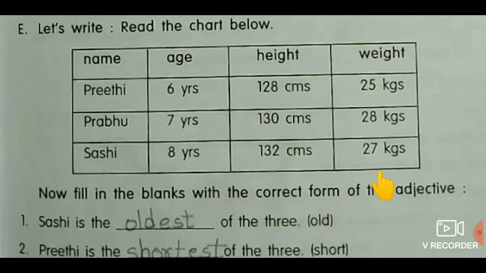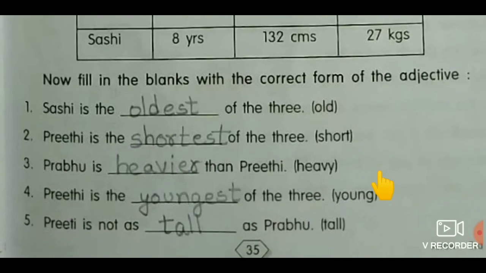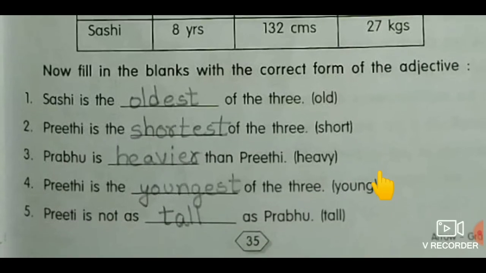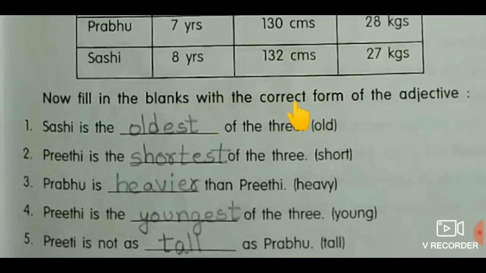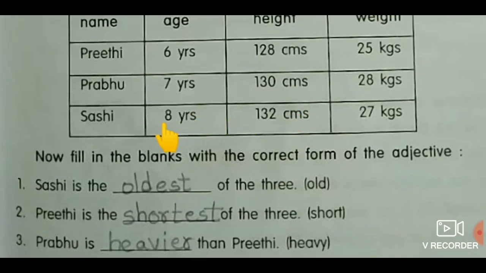Okay. Now, here are some blanks given. Fill in the following blanks with the correct form of the adjective. For our help, the adjective is also given in the bracket. Okay. First one. Shashi is the oldest of the three. Okay. Here observe, Shashi is 8 years. That's why oldest, EST, superlative degree. Understood, children? A comparison between three people. That's why we use EST.